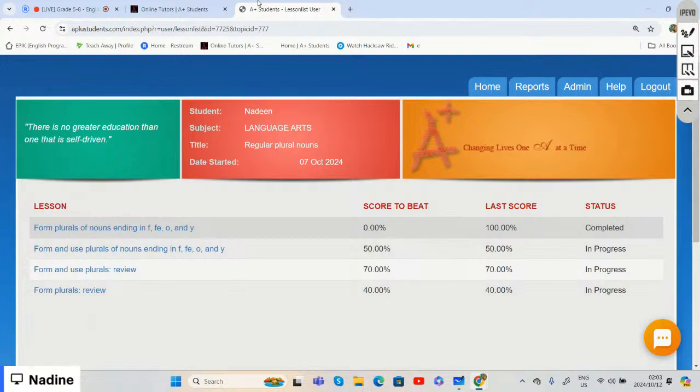All right. So this is also a continuation of our previous lesson on regular plural nouns. In our previous lesson, we had to form plurals of nouns ending in f, fe, o, and y. And we also had to form and use plural nouns ending in f, fe, o, and y. So we are now going to continue our lesson on regular plural nouns.